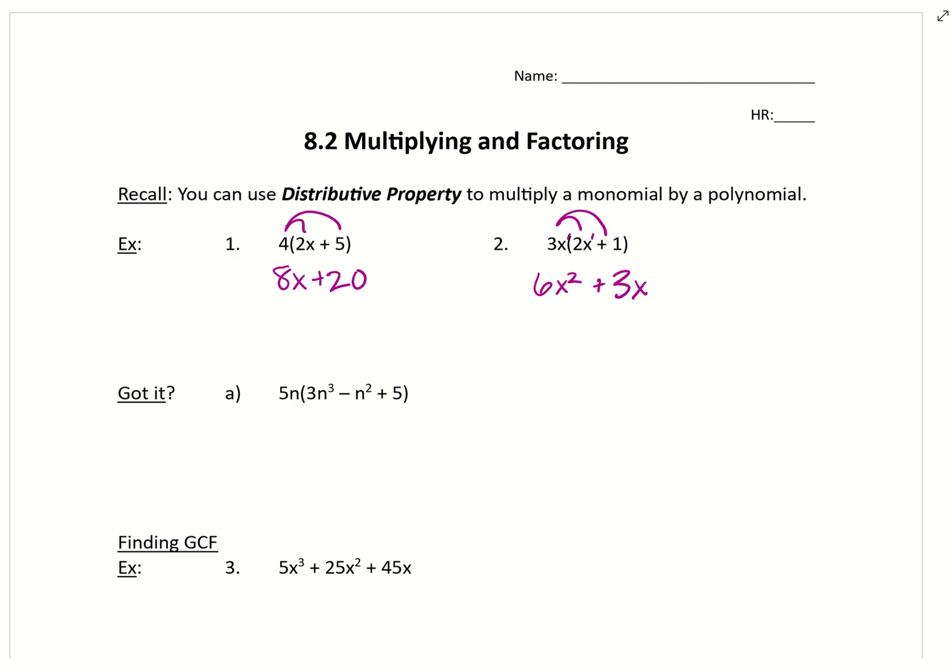All right, go and do the got it problem for me really quick right there, and pause the video while you work on it. All right, so this is what you should have gotten on A. 15n to the fourth minus 5n cubed plus 25n.